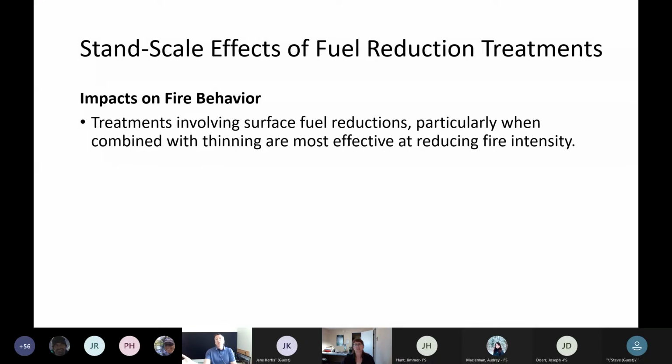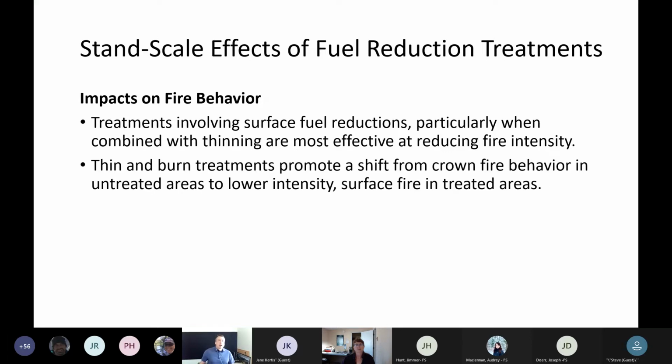Generally, studies find that treatments involving surface fuel reductions, like broadcast burning, particularly when those surface fuel reductions are combined with thinning, are the most effective treatments at reducing fire line intensities, right? So when we do these broadcast burns or thin and burn operations, or even past wildfires that consume significant amounts of surface fuels, that tends to reduce fire line intensities in later wildfires.